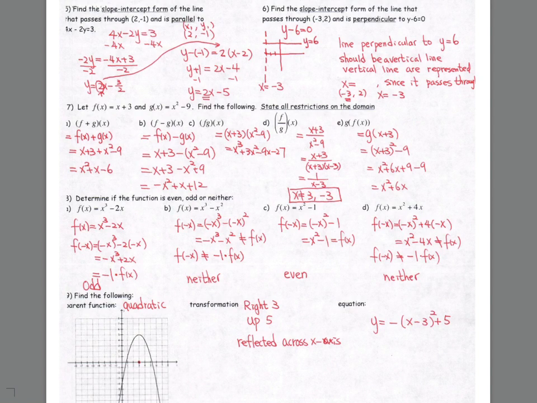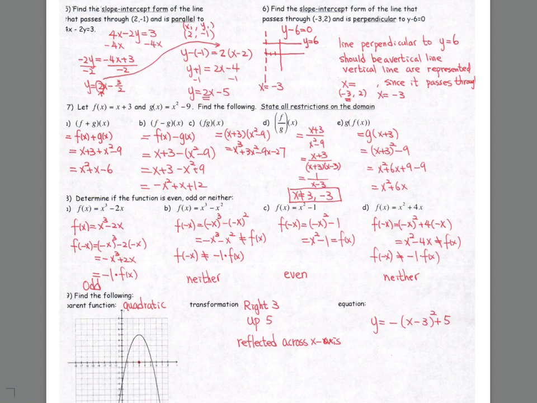Number 6, find the slope-intercept form of the line that passes through (-3, 2) and is perpendicular to y minus 6 equals 0. Y minus 6 equals 0, you can rewrite that as y equals 6. Y equals a constant means that you have a horizontal line. So the only line that's perpendicular to a horizontal line would be a vertical line. And how do you express vertical lines? X equals a number.